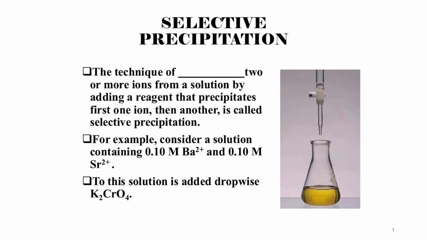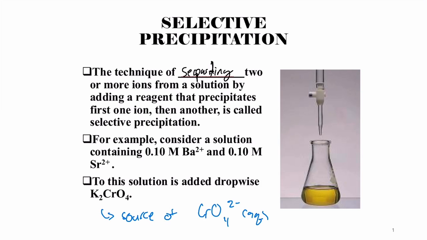So the technique of selective precipitation is just a technique of separating two or more ions in solution by adding a reagent that precipitates one before it precipitates the other, right? So this is selective precipitation. So if we have some mixture of ions like this solution right here, and it contains a certain concentration of barium and strontium, and to the solution we add potassium chromate, right? The potassium chromate is going to act as a source of CrO4 2- ions, right?